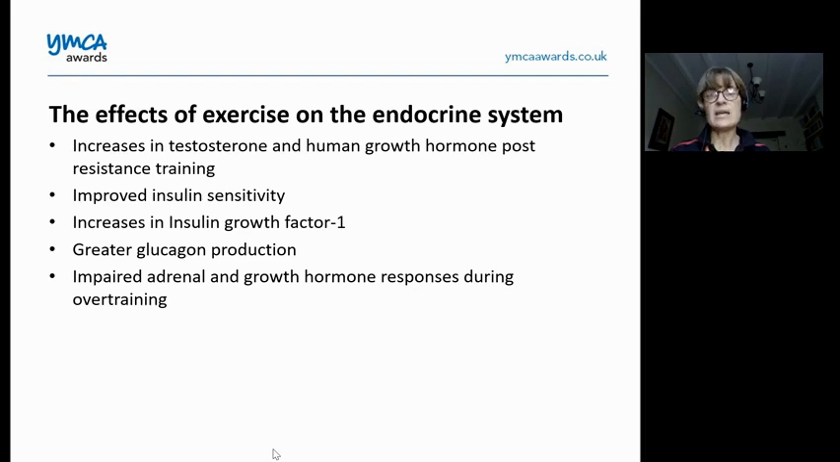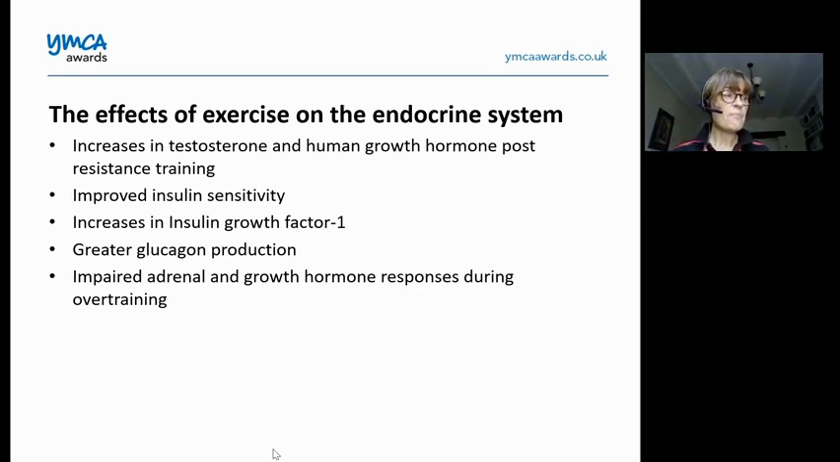Okay, so those are the main hormones and glands that you need to know about. Now let's look at why are we learning this? Why is it important? And it's important because of the effects that exercise has on the endocrine system. So there are a number of effects, and it's actually really good to read them in your manuals because they have quite a lot of information there if you can get hold of those.